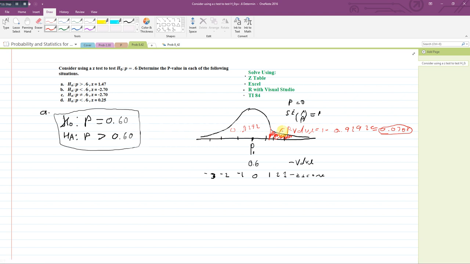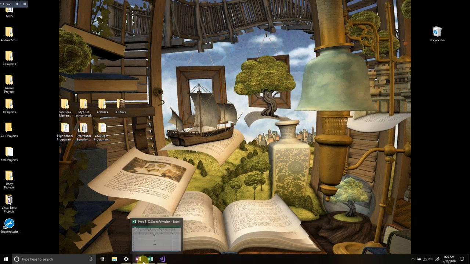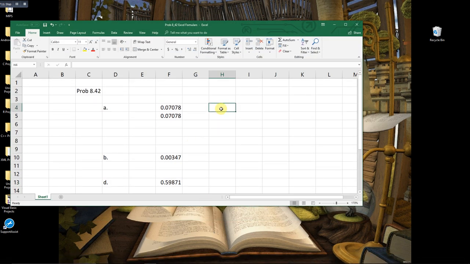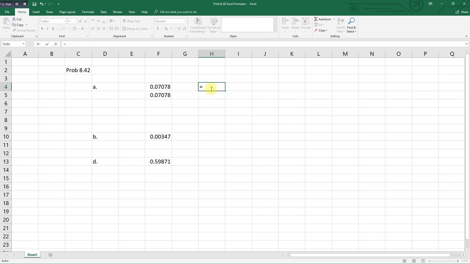So now, using Excel, we're going to use this command right here and say equals normal distribution. There you go, right here. That's the one they use. And you can see right here a little syntax going on there.